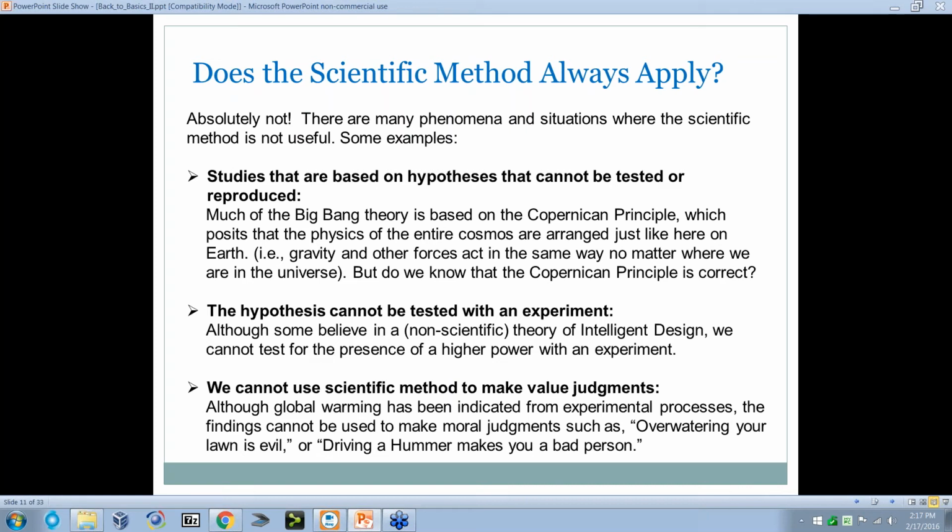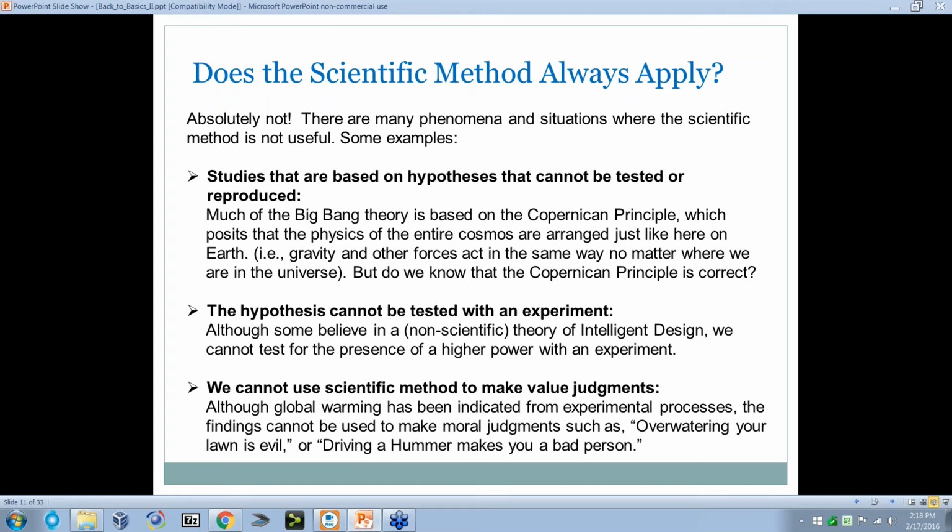Well, if you can't test it, then you're not using scientific method. An example would be that much of the Big Bang theory is based on the Copernican principle, which posits that the physics of the entire universe are arranged just like they are here on Earth. For instance, gravity is the same everywhere, it works the same everywhere. Other forces work the same on all the planets, everywhere in the universe, all galaxies. We don't know that.